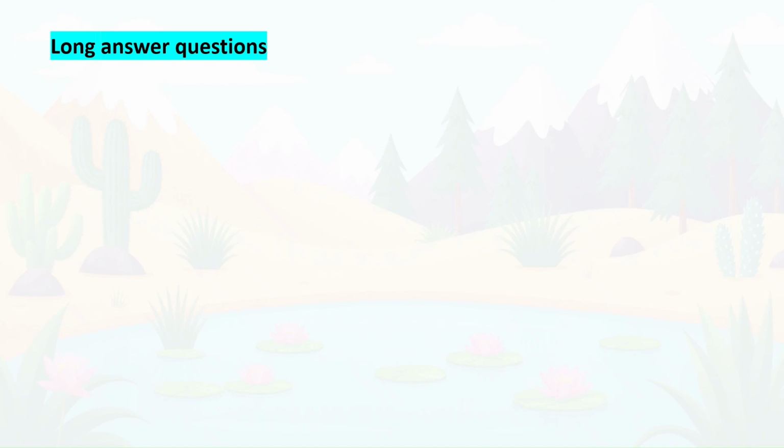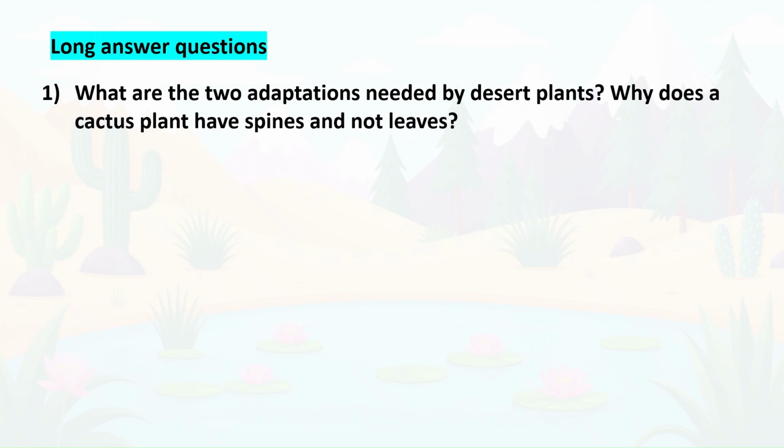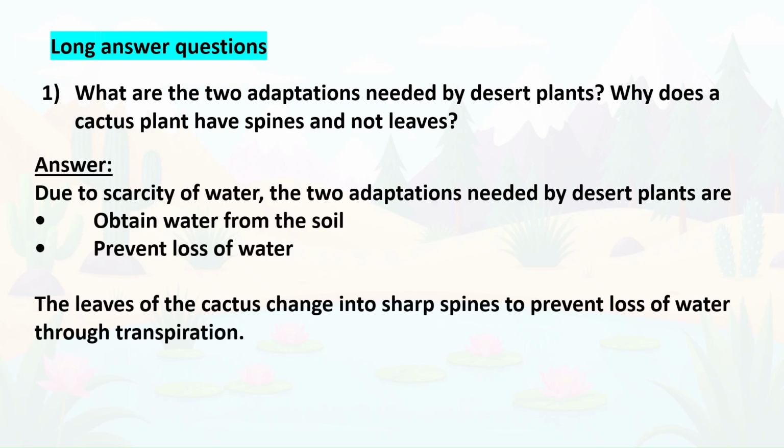Now let's see the long answer questions. 1. What are the 2 adaptations needed by desert plants? Why does a cactus plant have spines and not leaves? Answer. Due to scarcity of water, the 2 adaptations needed by desert plants are: obtain water from the soil, prevent loss of water. The leaves of the cactus change into sharp spines to prevent loss of water through transpiration.